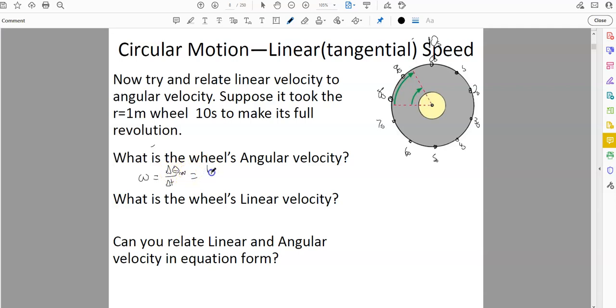So it made one revolution over that 10 seconds, which is 10 seconds minus 0 seconds. So this is just one revolution per 10 seconds, which is 0.10 revolutions per second. Okay, so as long as we keep it simple, you don't have to do any conversions. And then if you wanted this in terms of radians, you would just multiply this by 2 pi.